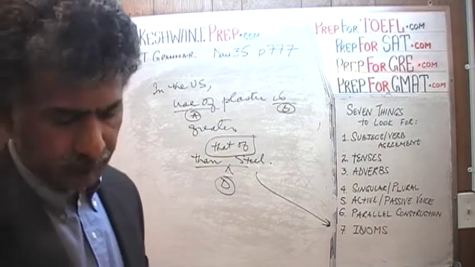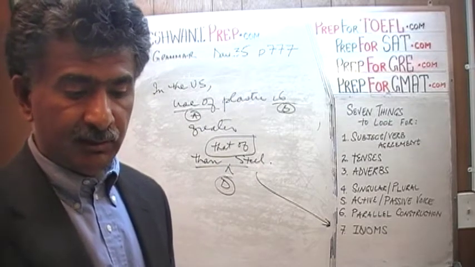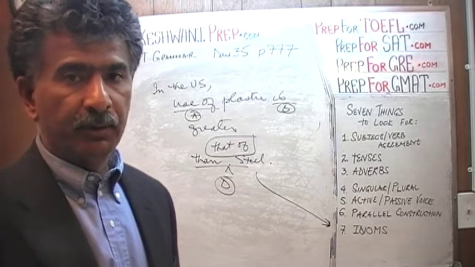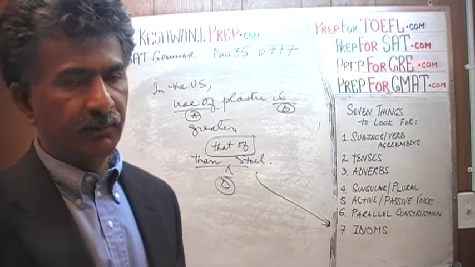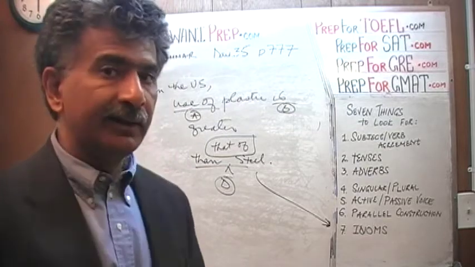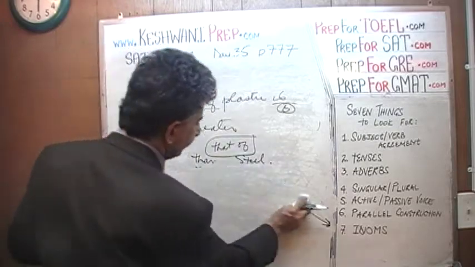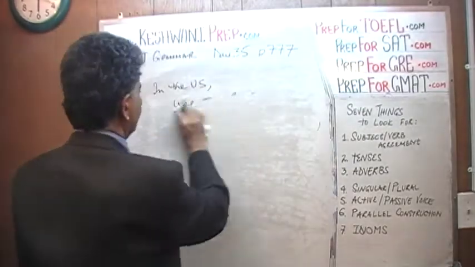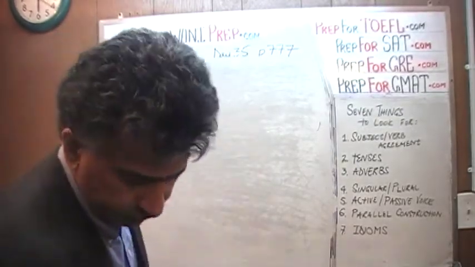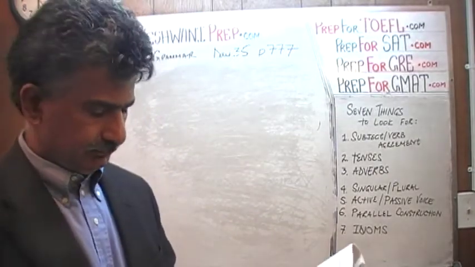And then it goes on to say the use of plastic is greater than that of steel, aluminum, and copper combined. But all of that is not something we are interested in. That's irrelevant. The use of plastic is greater than that of steel. The very last one, number 29.